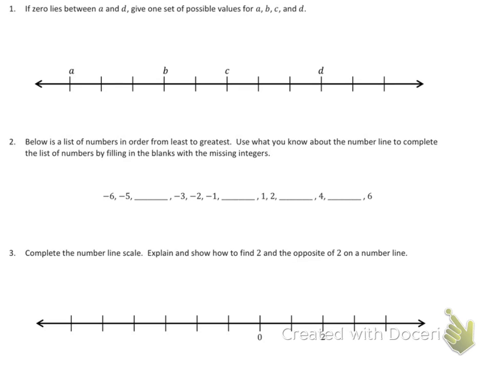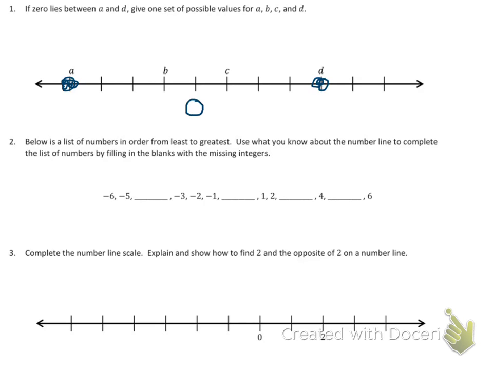If 0 lies between A and D, give one possible set of values for A, B, C, and D. So let's talk about A and D. So here's A. There's A. And here's D. And if 0 lies between them, that means that any of those tick marks between A and D could be 0. So I'll choose this to be 0.